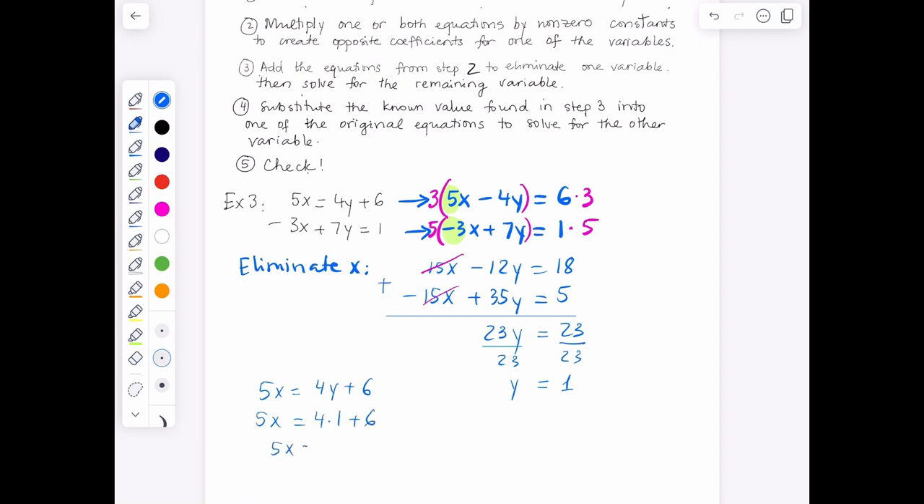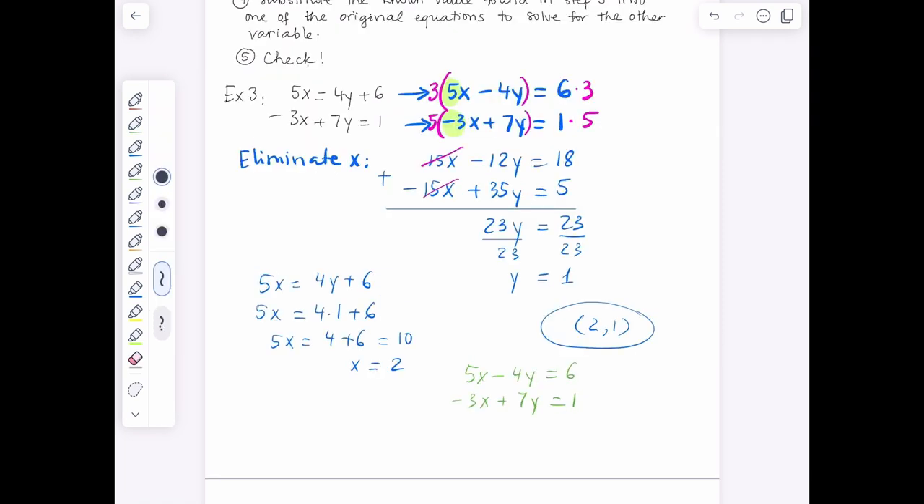So that's 5x is equal to 4 plus 6, which is 10. And then you divide both sides by 5. 10 divided by 5 gives you 2. As always, please do the check step. The answer for this problem is the ordered pair 2, 1.